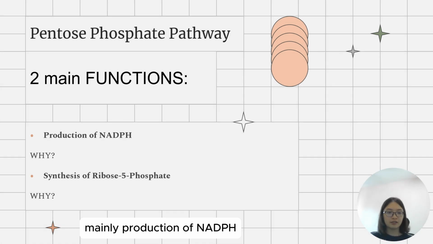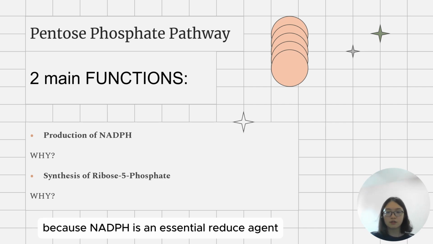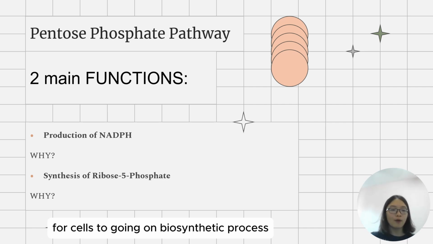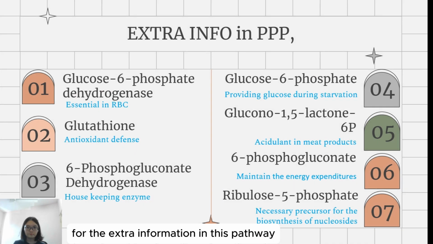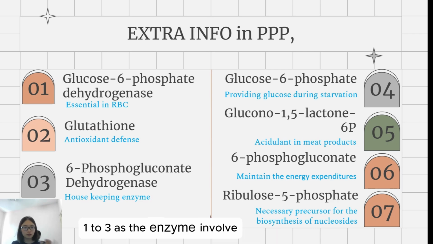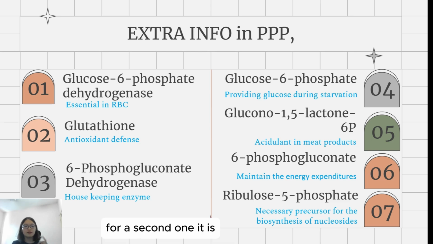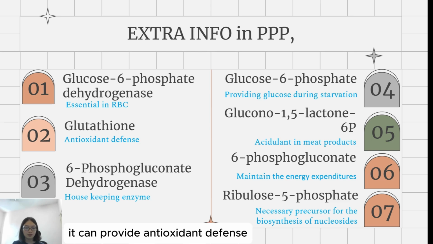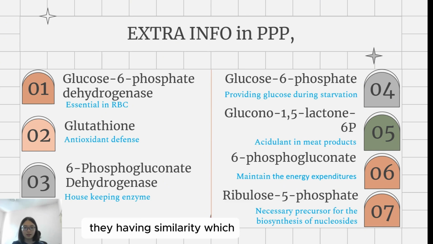Mainly, the pathway produces NADPH and synthesizes ribose 5-phosphate, because NADPH is an essential reducing agent for cells to carry on biosynthetic processes, while ribose 5-phosphate is essential for the synthesis of nucleotides and nucleic acids. For the extra information in this pathway, 1 to 3 are the enzymes involved and 4 to 7 are the substances involved. The first one is essential in red cells because it can provide protection. The second one can provide antioxidant defense. The third one is a housekeeping enzyme which can prevent oxidation. So 1 to 3 are similar in that all of them can prevent oxidation.